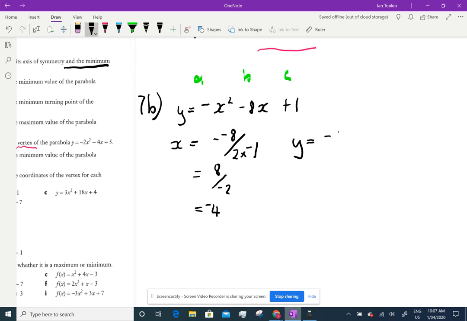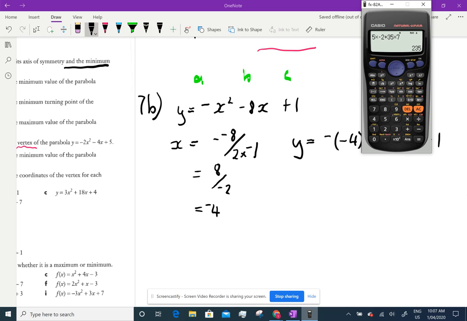Now remember, use your calculator. -4 squared, and remember there's a minus out the front, minus 8 times -4 plus 1. Now, here's where we'll use our calculator and watch this. If you write -4, press equals, that's my answer. I don't have to use parentheses. All right? So I'm going to do this, and then I'll do it with parentheses so you can see.